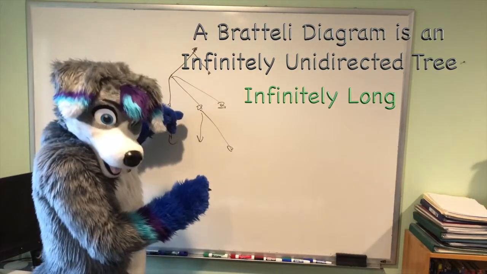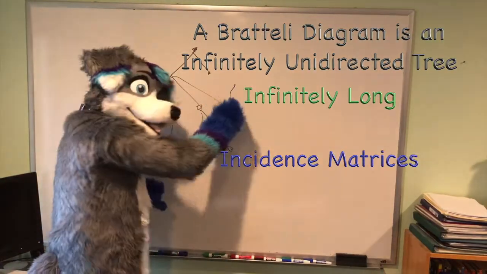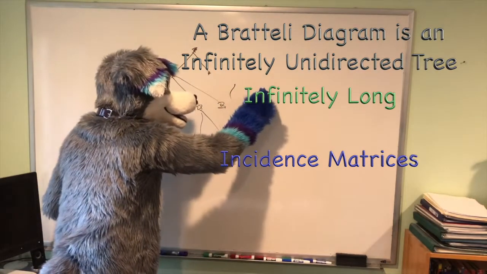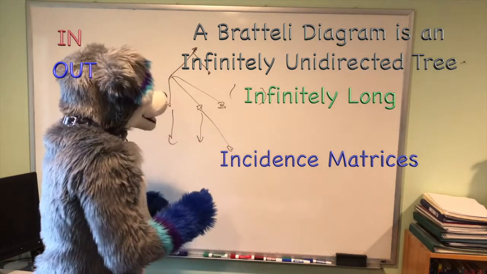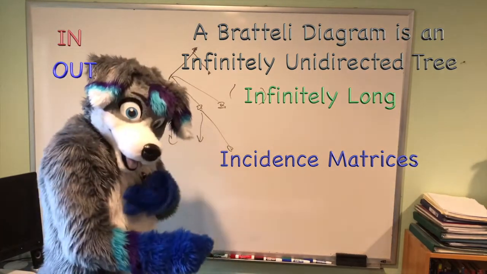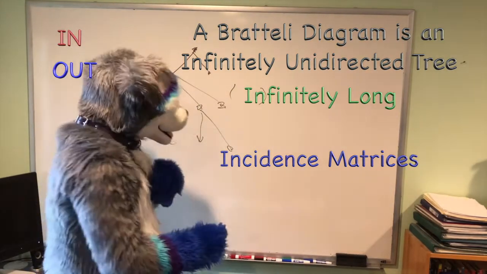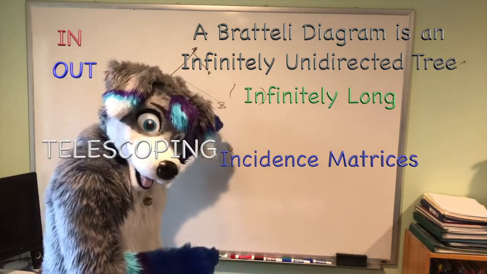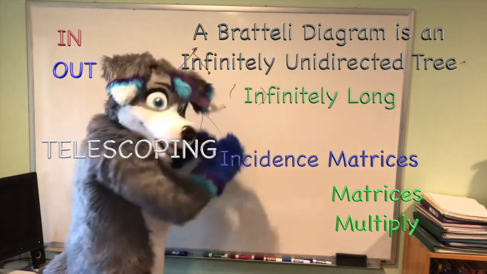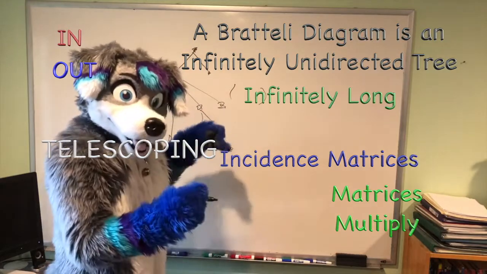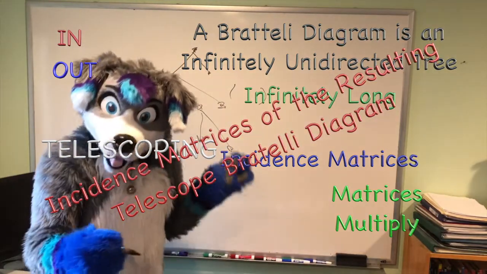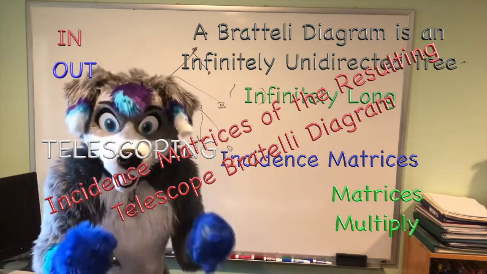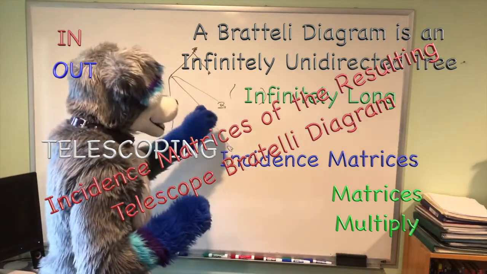And then at each level, you can talk about the incidence matrices. These are, of course, the matrices that give you the number of edges in and out. And then you might know, if you remember from Fratelli diagram theory, there's the operation of telescoping, in which case the matrices multiply to give you the incidence matrices of the resulting telescoped Fratelli diagram. So that's pretty cool.